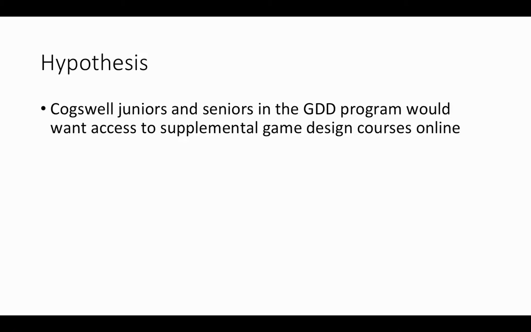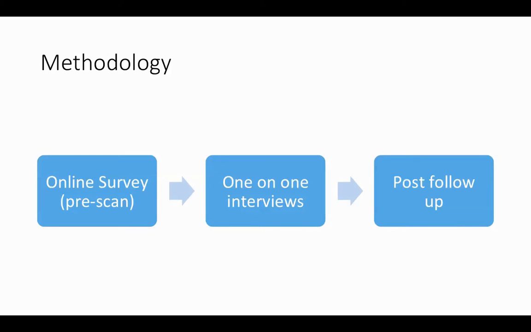So going into this week's business model canvas, my hypothesis changed over from teaching middle schoolers to targeting Cogswell juniors and seniors in the game development program. So I followed a certain methodology to try to get more information to verify or validate my hypothesis. So first thing was to create a simple online survey, then conducting one-on-one interviews for those who responded, and then evaluating the results afterwards.